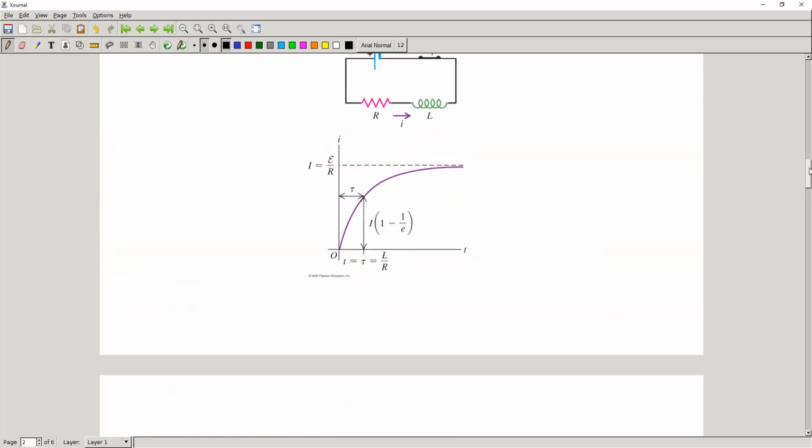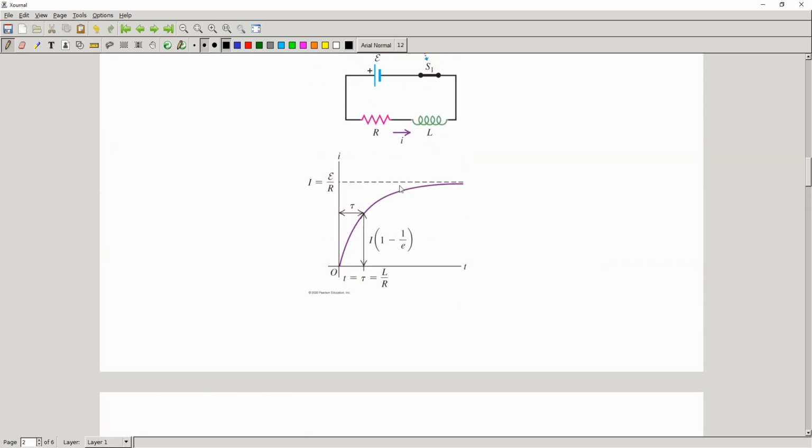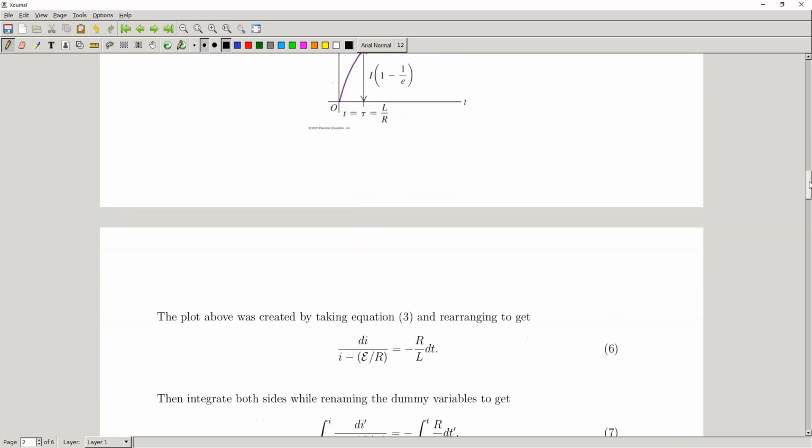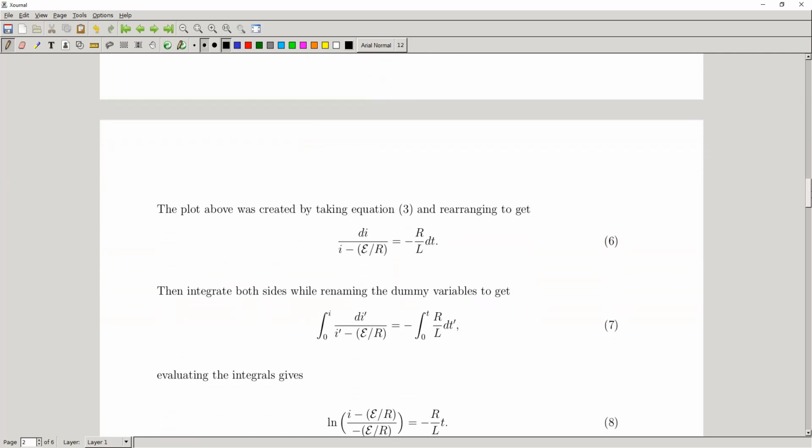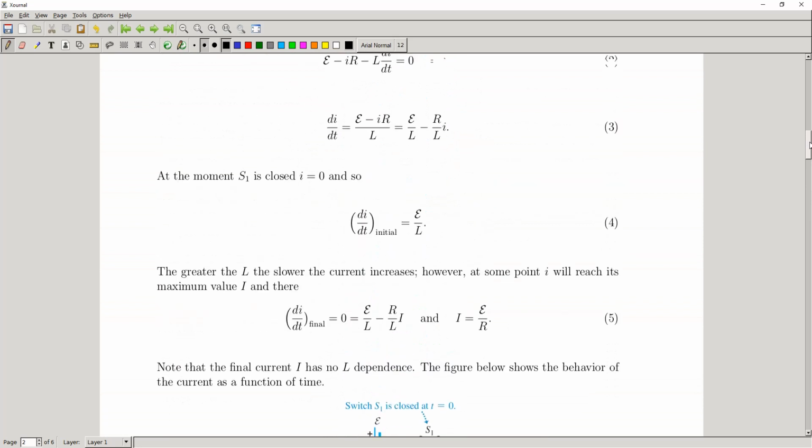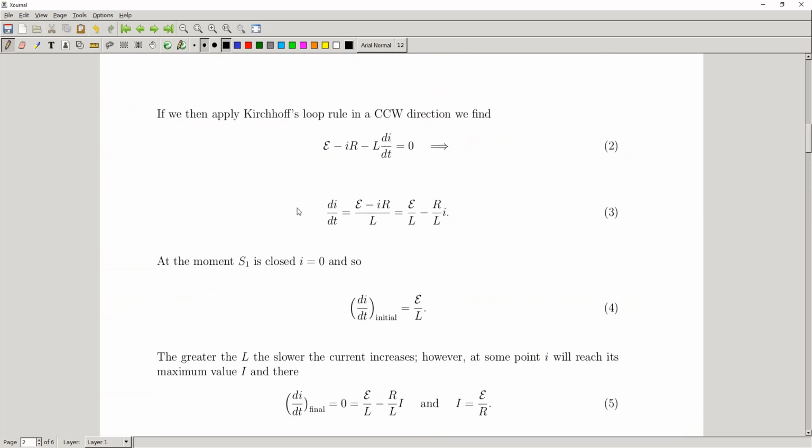Okay, so how do we generate this plot here? Clearly, this plot has to come from somewhere. The way we generate that plot is we take equation 3. So I'll just take a look at equation 3 here. This is our di dt, equal to the stuff that we learned from our Kirchhoff's loop rule going around the loop, right?